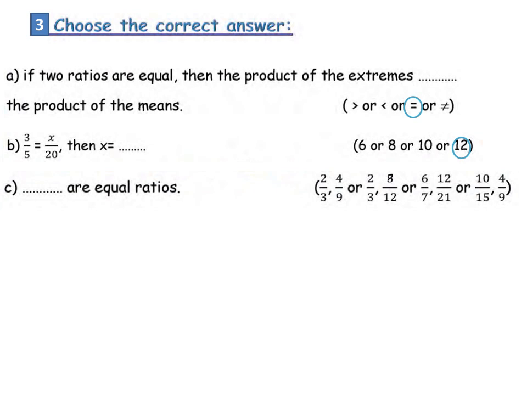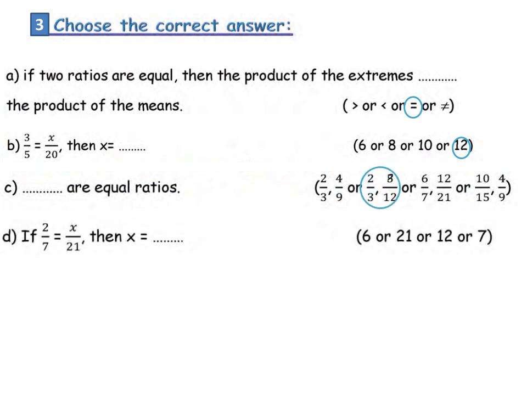The first pair of ratios, 2 over 3 and 4 over 9. Cross multiplication, 2 times 9, 18, 3 times 4, 12. 18 does not equal 12, so the first pair is not equal ratios. Okay. The second pair, 2 over 3 and 8 over 12. By the cross multiplication, 2 times 12 equals 24. Okay. So 3 times 8 equals 24. 24 equals 24. So the second choice is the correct choice. So 2 over 3 and 8 over 12 are equal ratios. Okay.